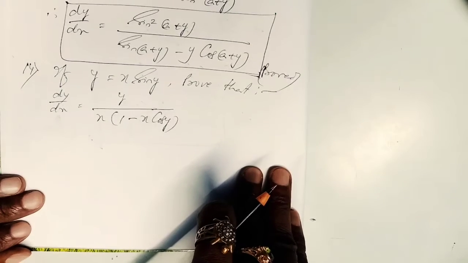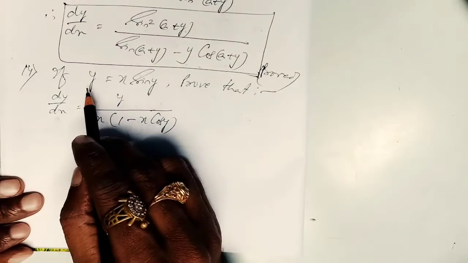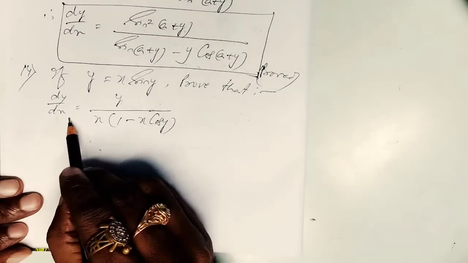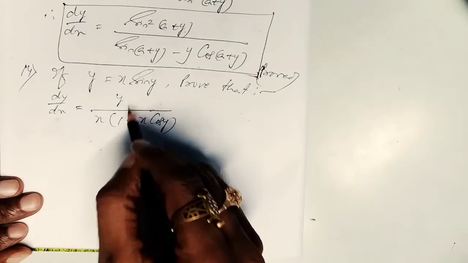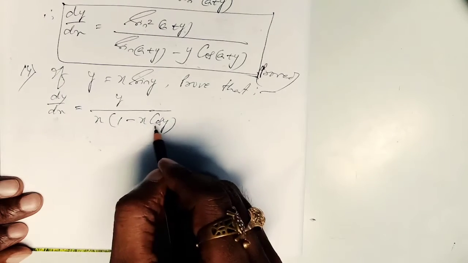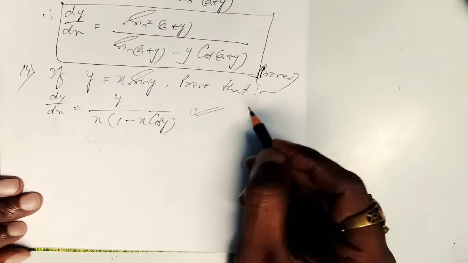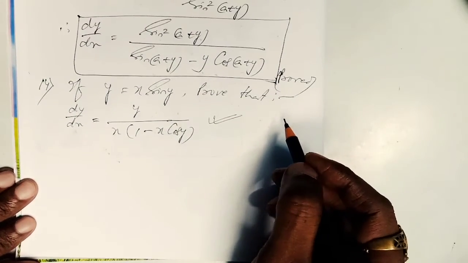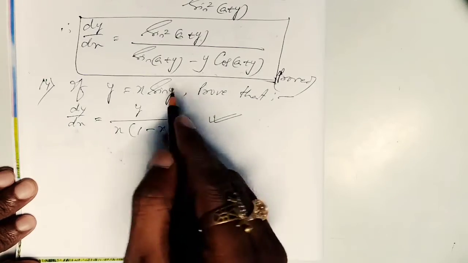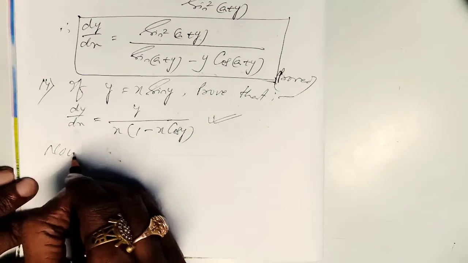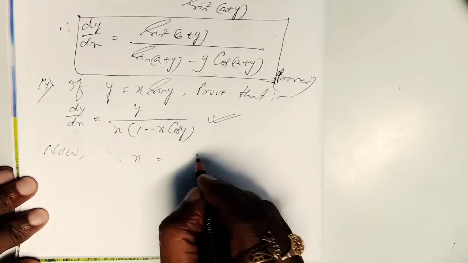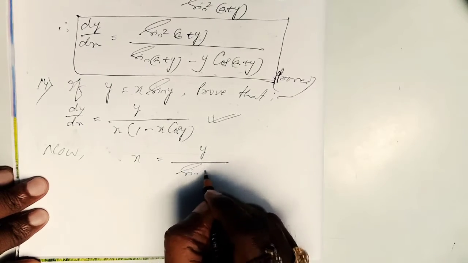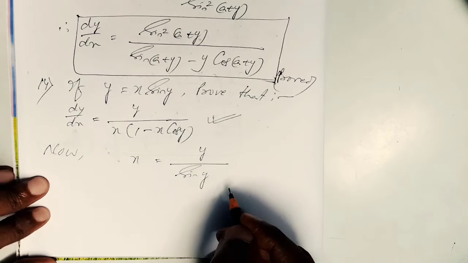See, question number 14 I am doing for you. If y is equal to x sin y, prove that dy by dx is equal to y by x into (1 minus x cos y). This is the question given and you have to prove. First of all, you have to arrange properly. Question given, y is equal to x sin y. From here, tell me what is the value of x. Now x will be y by sin y.